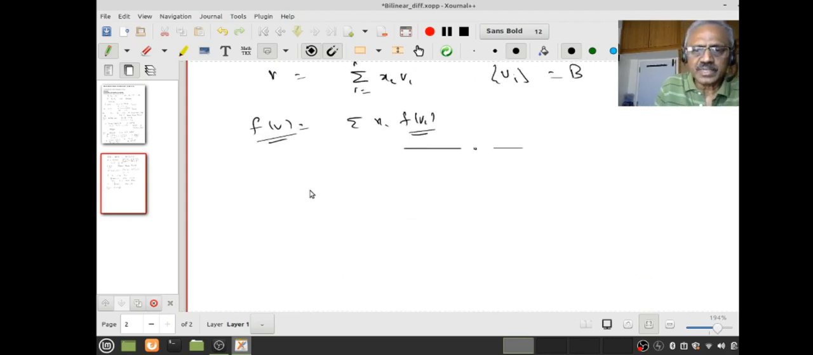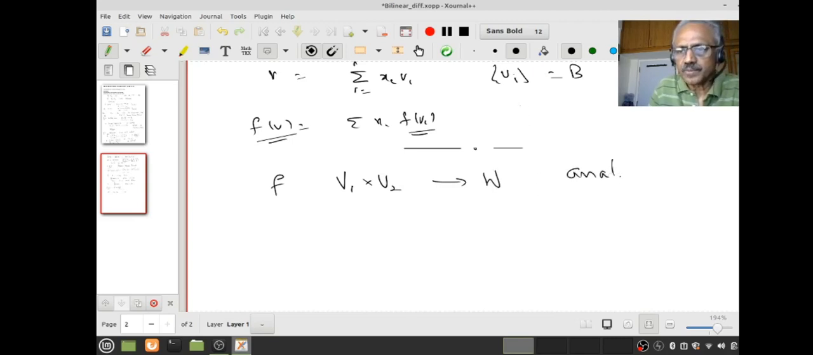So a natural question I can ask is, if f is a bilinear map from V1 cross V2 to W, is there any analog of this? Is the question clear? Just think about it for 10 seconds. Analog of what? That is, if I know f's action on ordered pairs of some elements, then do I know f completely? That's what I want to know.